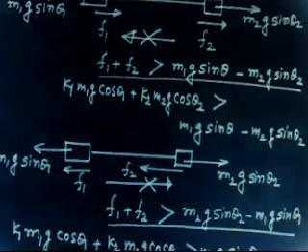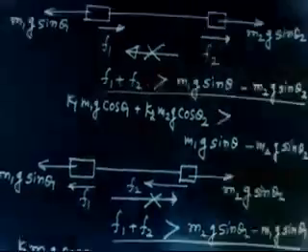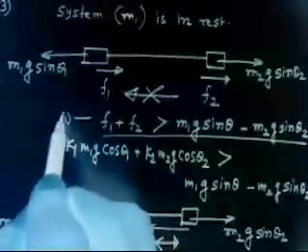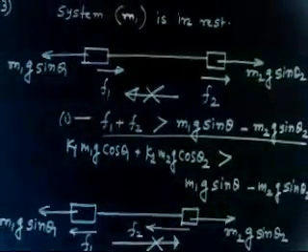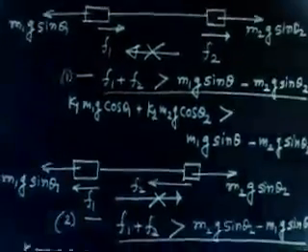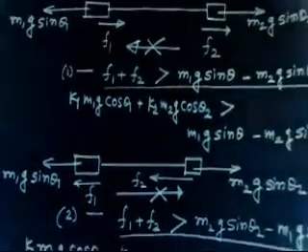Now basically we can combine these two inequalities. Let us call this inequality 1, and this inequality 2. I want to combine these two inequalities. We can always do that, so let us try to combine them.